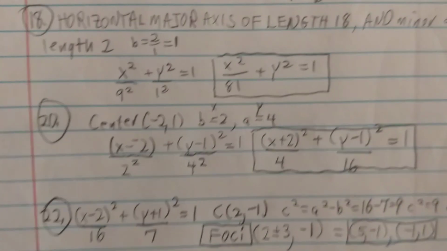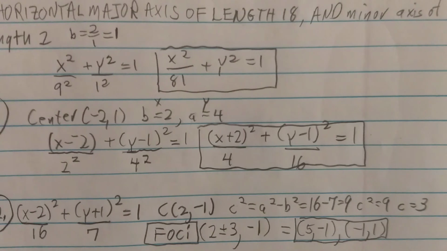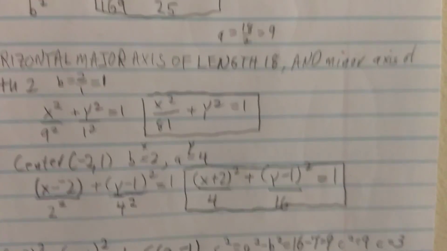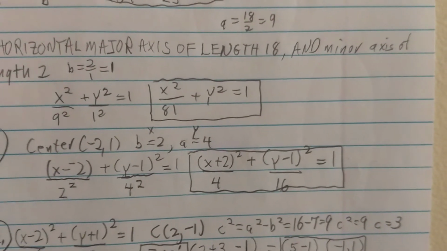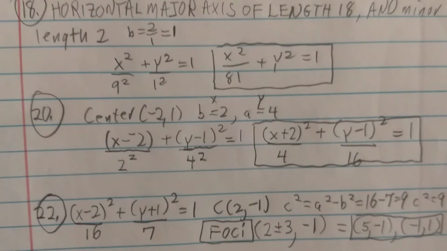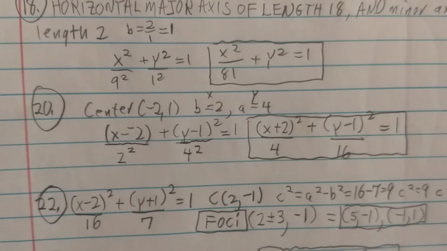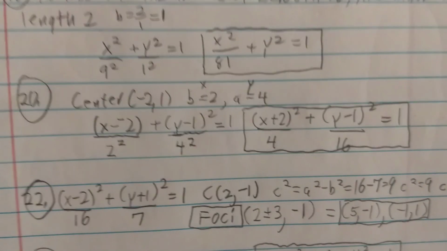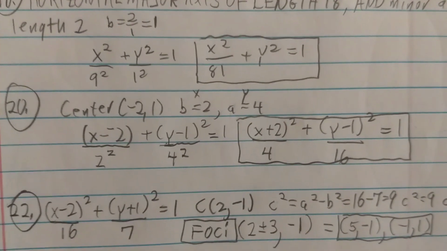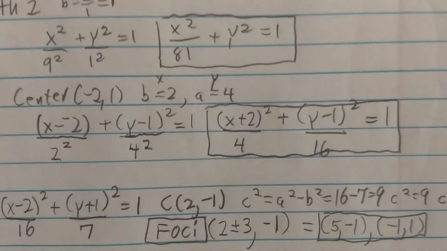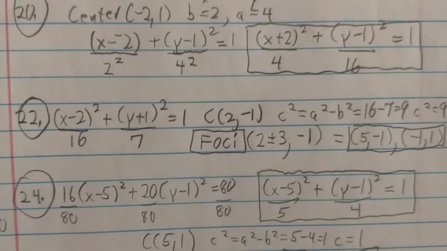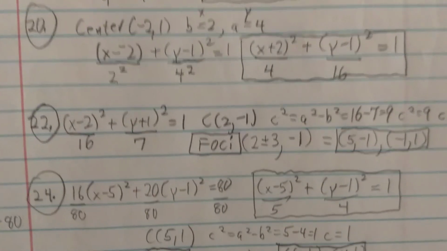For 18, we have a major axis of length 18, which will make a half of that because it will go 9 to the left and right of the origin, and a minor axis of length 2, so that will be up and down 2 over 2, or 1 for b. So x squared over 9 squared plus y squared over 1 squared equals x squared over 81 plus y squared equals 1.